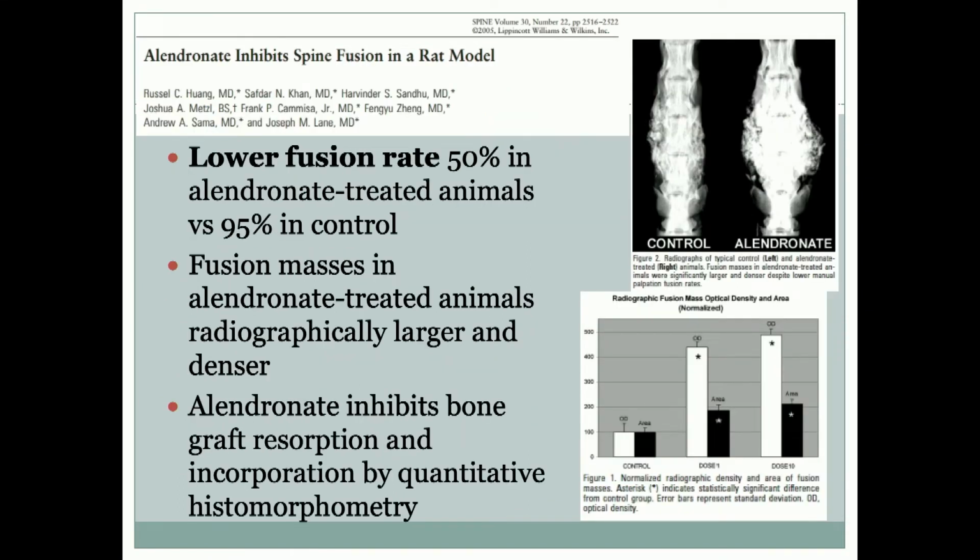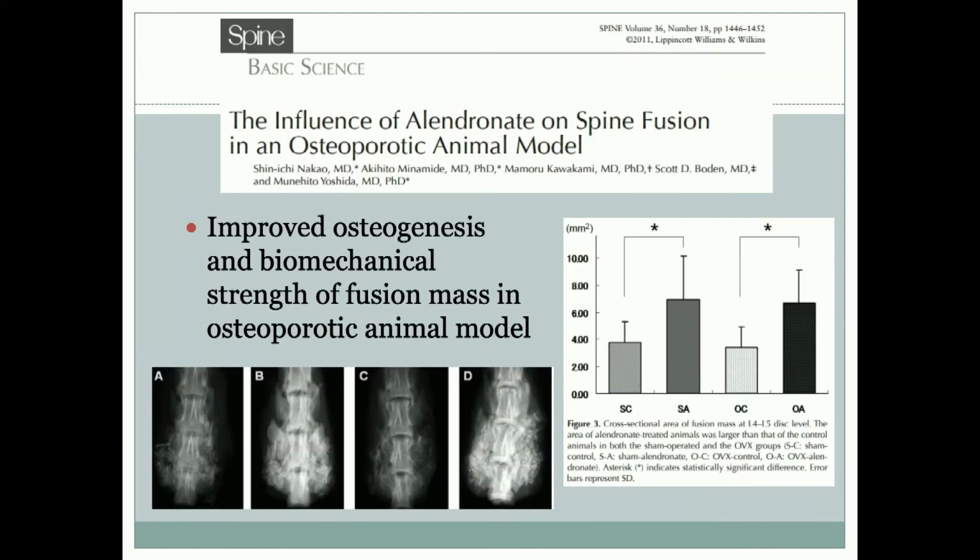There's a theoretical concern that because you're inhibiting the osteoclast pathway, which actually is part of the spinal fusion pathway to start, alendronate may actually inhibit spinal fusion. In this study of a rat model, they reported a lower fusion rate of 50% in alendronate-treated animals versus 95% in control. Fusion masses in the alendronate-treated animals were radiographically by CT larger and denser, but when they looked at histomorphometric methods, they found that alendronate may actually inhibit bone graft resorption and incorporation. And in an osteoporotic animal model, by contrast, these authors reported improved osteogenesis and biomechanical strength of the fusion mass.